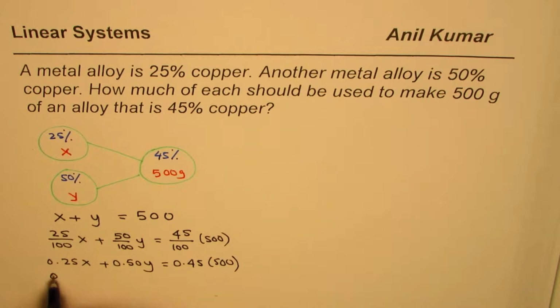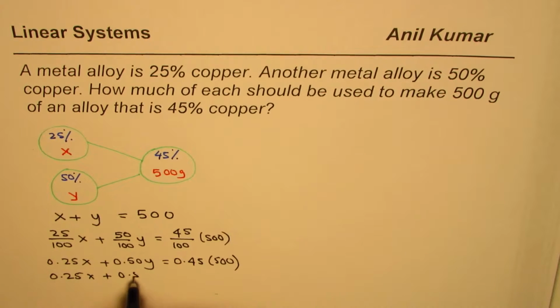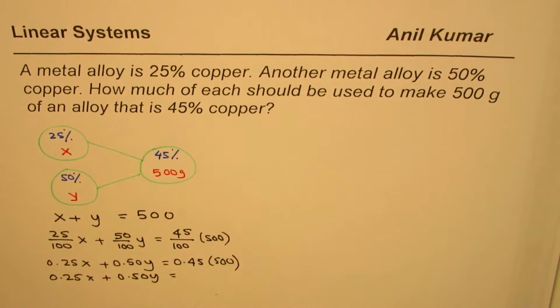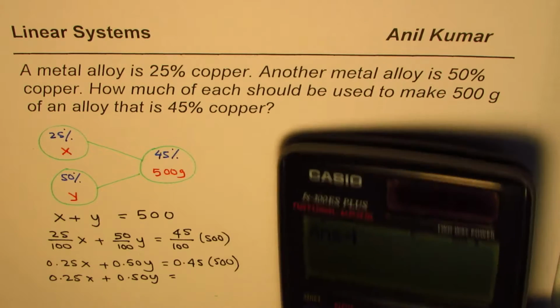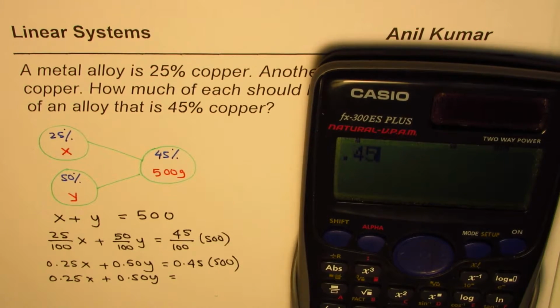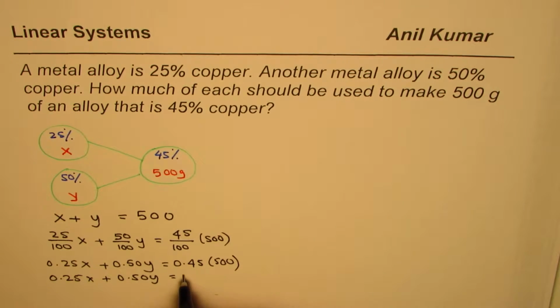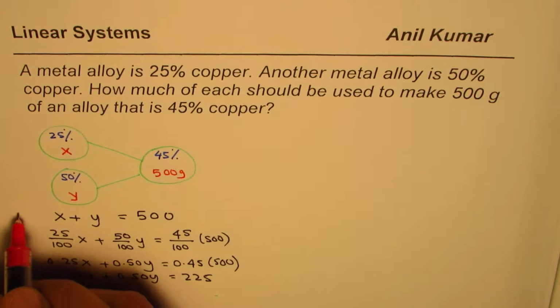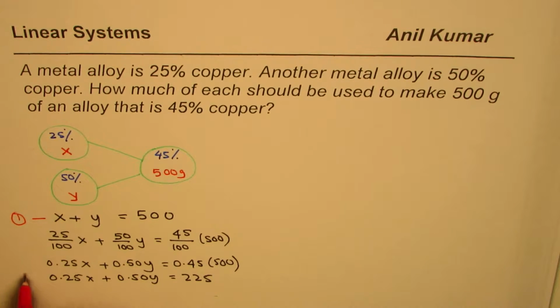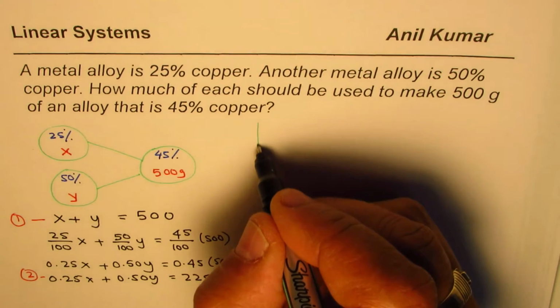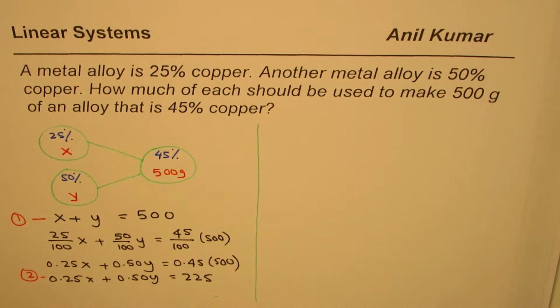So now we will multiply this by 500 and rewrite this equation and number it as the second equation. So 500 times 0.45, let us use the calculator. 0.45 times 500 is equal to 225. So we have a linear system. Equation number 1 for us is X plus Y equals 500. Equation number 2 is 0.25x plus 0.50y equals 0.45 times 500, which is 225.